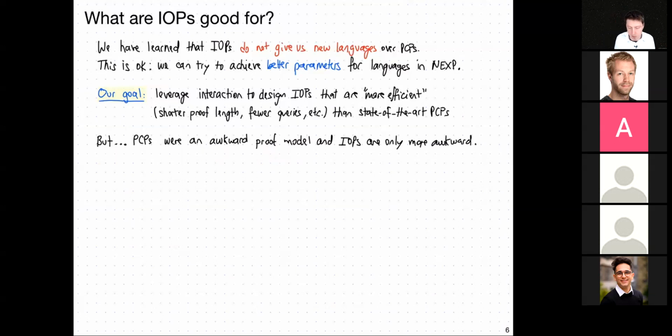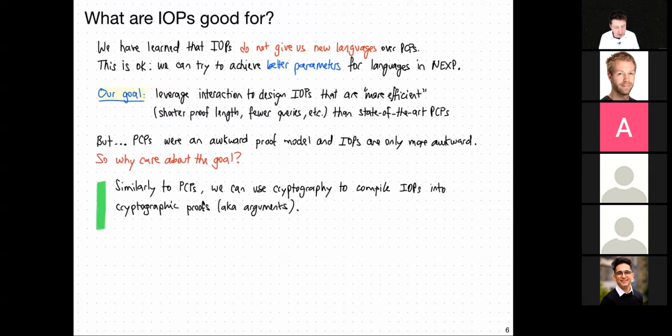So it's an awkward proof model, and IOPs go even beyond that, right? They're saying, yeah, we have this oracle thing, and you have to stick around and talk to the prover, right? So a priori, if we didn't really know how to deal with these weird models, constructing IOPs that are more efficient than PCPs would potentially give us constructions that are more efficient, but in far more idealized models than we would be able to use in practice.